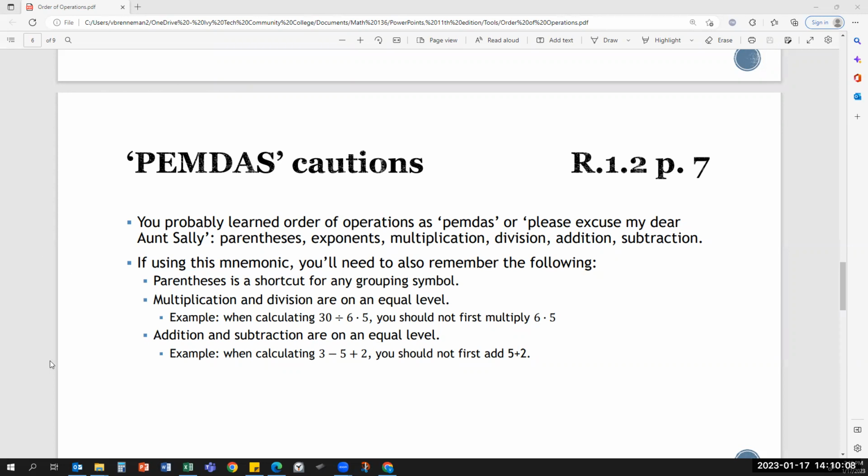And I think if you get an instinctual understanding of these levels of operations, then hopefully it will make sense without having to think of a mnemonic to go through the order.